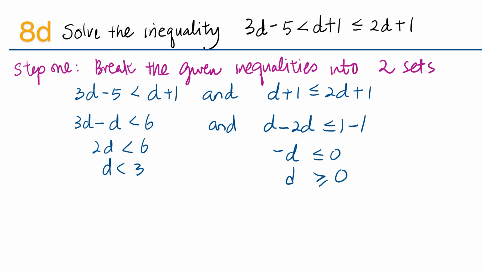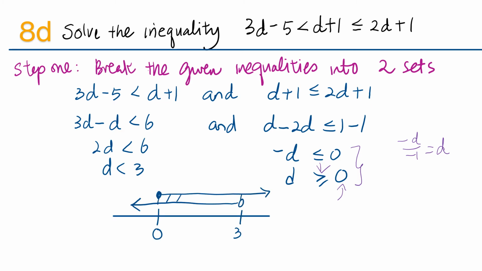Here you have to take note. Why is there a change of the inequality sign? That's because I'm dividing both sides by a negative number. So 0 divided by negative 1 gives you 0. Negative d divided by negative 1 gives you d. But because you're dividing both sides by negative 1, you have to flip the inequality sign from less than or equal to become greater than or equal to.